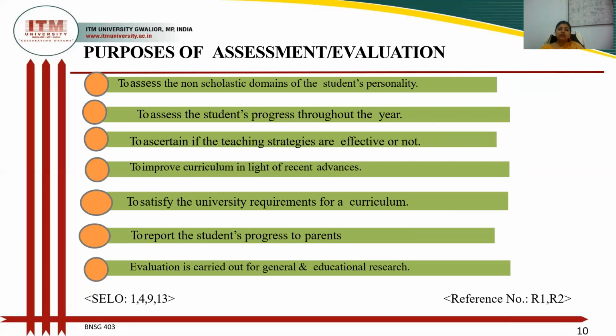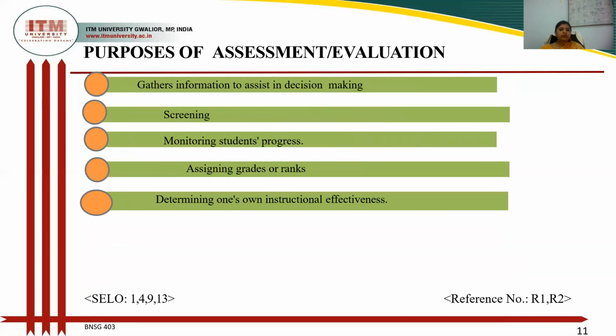Then it helps us to satisfy the university requirement for our curriculum, and to report the students' progress to the parents. We can report to the parents how the students are progressing. Evaluation is carried out for general and educational research. It gathers information to assist in decision making, that is, what we can decide and what we cannot decide, and if any problems are there, we can help them to overcome those.